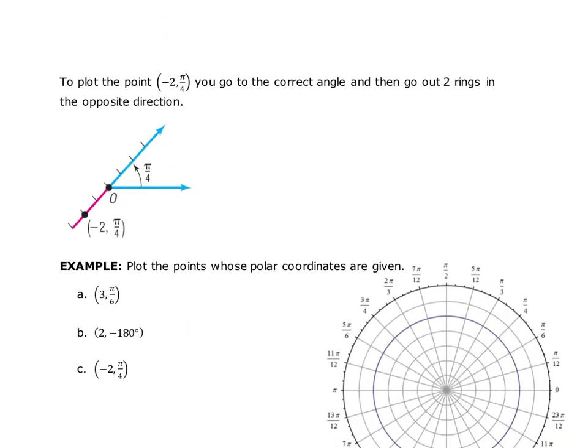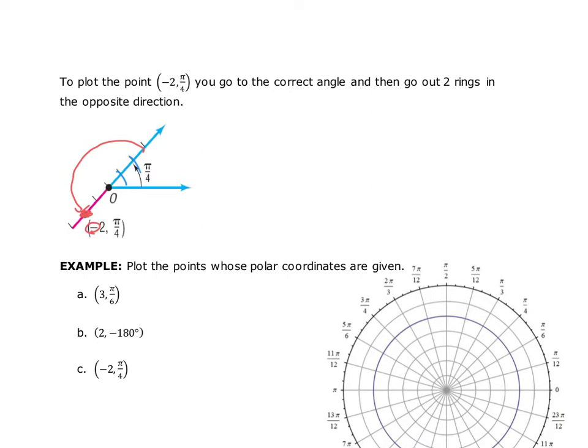We now can have a negative on our r. What a negative does is a reflection across the pole, a reflection of π, or 180°, across the pole. So if I need to go to (-2, π/4), then I'm going to rotate to π/4, go out those 2 rings, and then reflect across the pole because this is a negative. And so here's my final point.